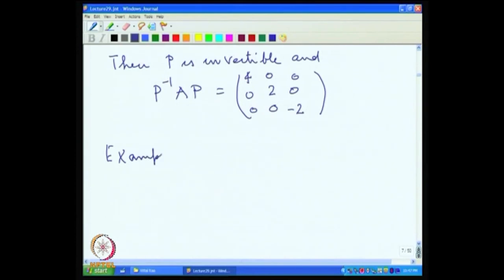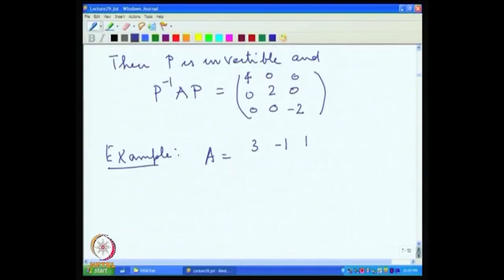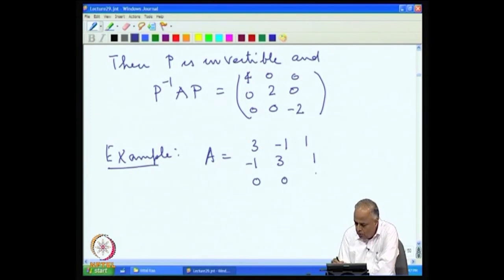Let us look at another example. We note that in the previous example, in the eigen pairs that we got, the three numbers lambda 1, lambda 2, lambda 3, they were all distinct, but this is not necessary. These numbers may be repeated. Let us look at another example. A equal to 3, minus 1, 1, minus 1, 3, 1, 0, 0, 4.